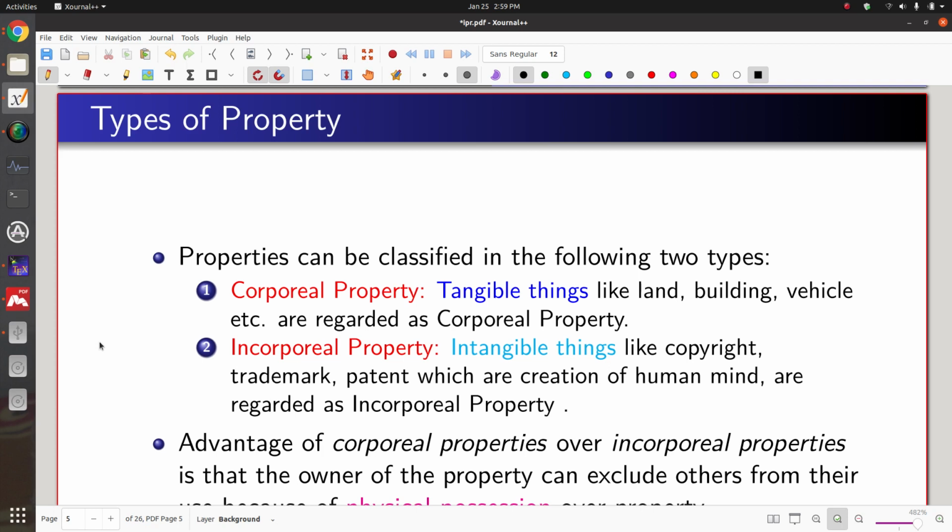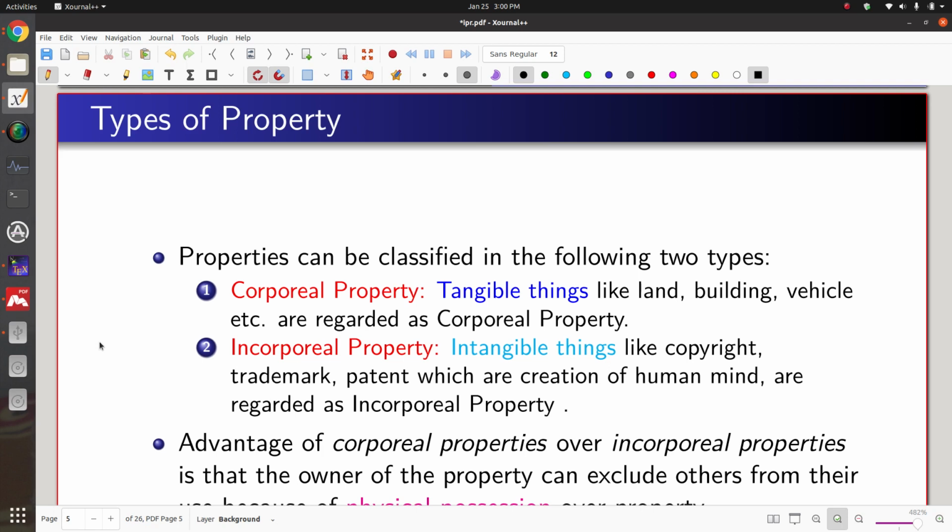Then there is another class of property. We call them intangible things. So intangible things are things that we cannot see and cannot touch. Like copyright. आपने इन सब के नाम सुने होंगे, but we will talk about them. Copyright, you might have heard. Trademark, सुना होगा आपने नाम. Then patent, okay, and so on. So what is important here to understand is that incorporeal properties are actually the creation of human minds.